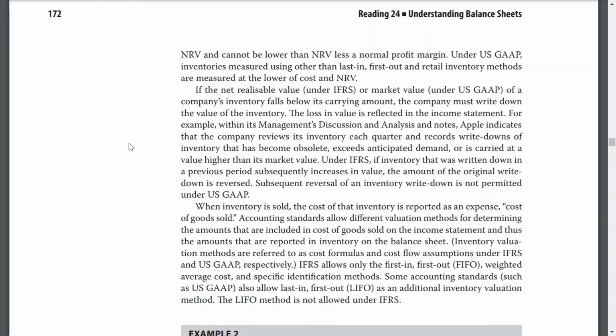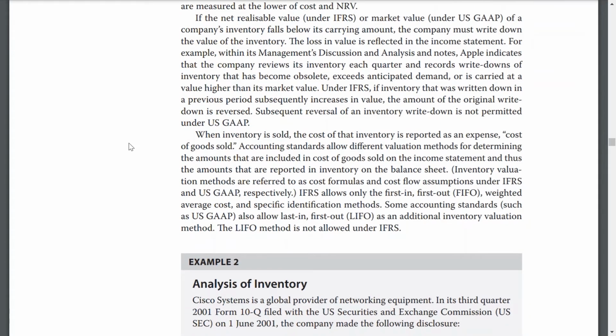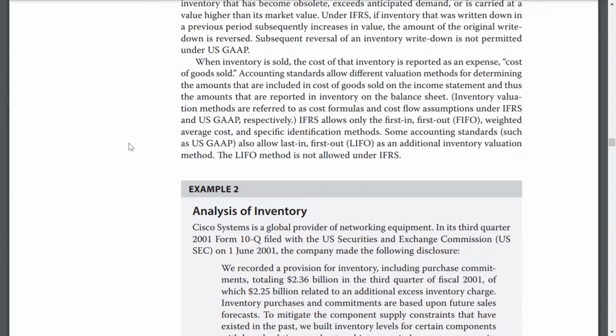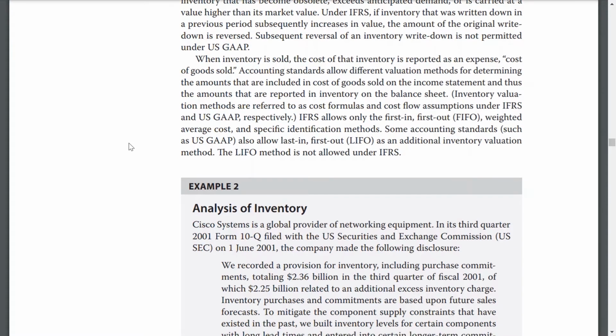Accounting standards allow different valuation methods for determining the amount that is included in the cost of goods sold on the income statement, and thus the amounts that are reported in inventory on the balance sheet. IFRS allows only first in, first out, FIFO, weighted average cost, and specific identification methods. Some accounting standards also allow last in, first out, LIFO, as an additional inventory valuation method. The LIFO method is not allowed under IFRS.